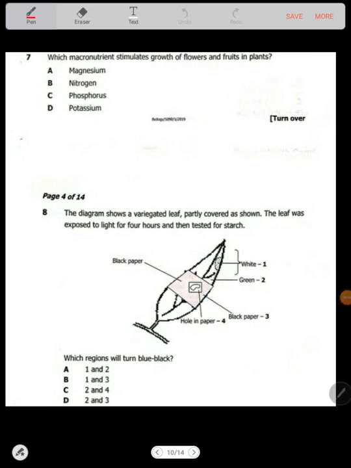Which macronutrient stimulates growth of flowers and fruits in plants? Plant flowering is mainly accompanied by the nutrient known as potassium. It aids the flowering of plants in most types of plants, such as these plants that undergo pollination. And the answer there is D.